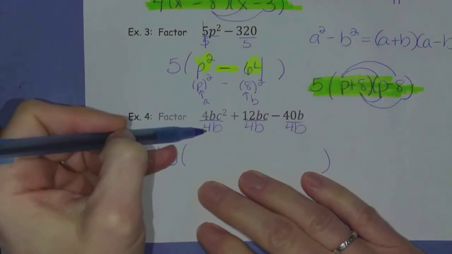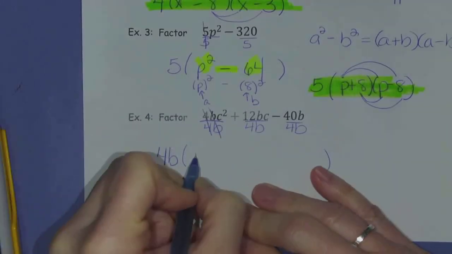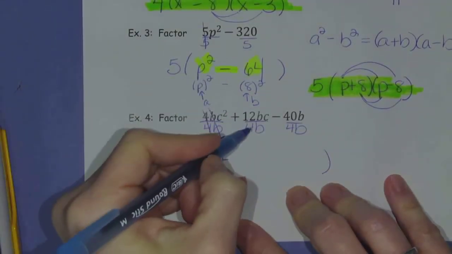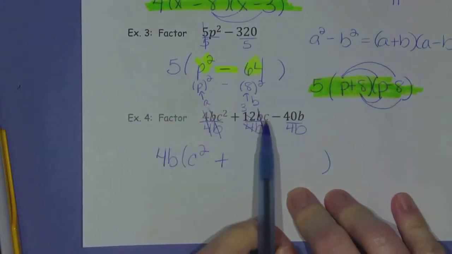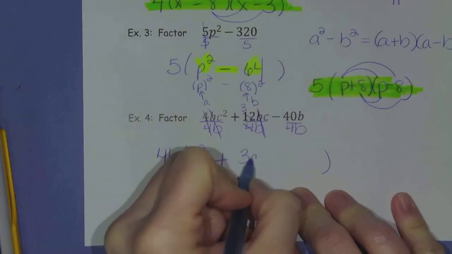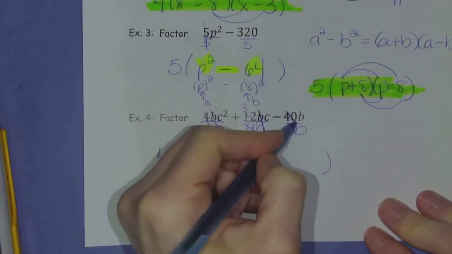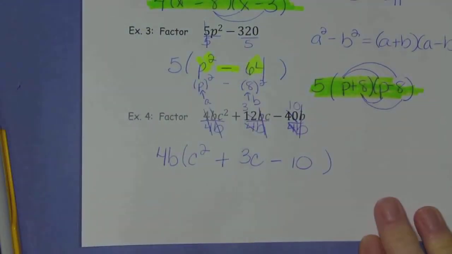So the 4's here will cancel. The b's here will cancel, and I'll just be left with c squared. Here, 4 goes into 12 3 times. The b's cancel, so I'm just left with 3c. Minus 4 goes into 40 10 times, and these b's cancel, so 10.